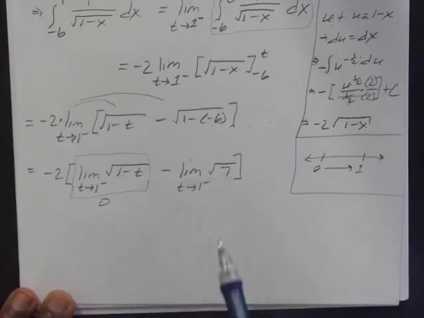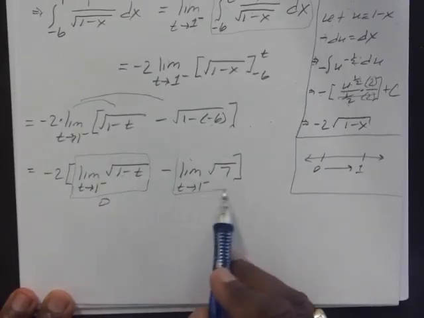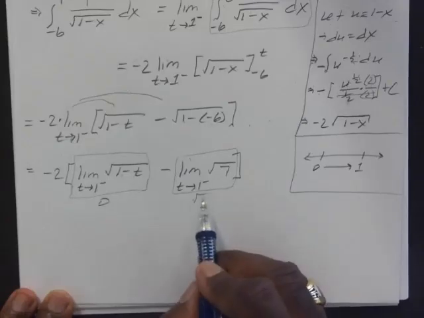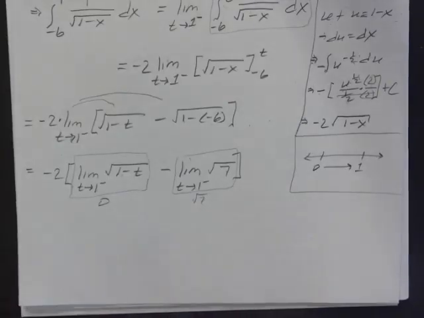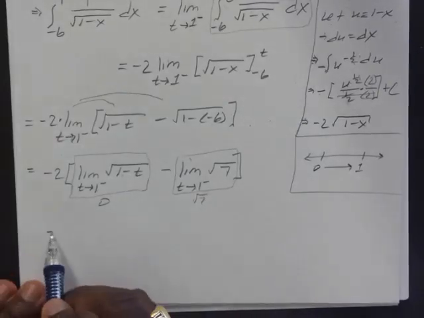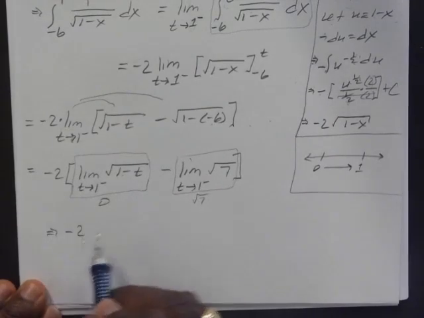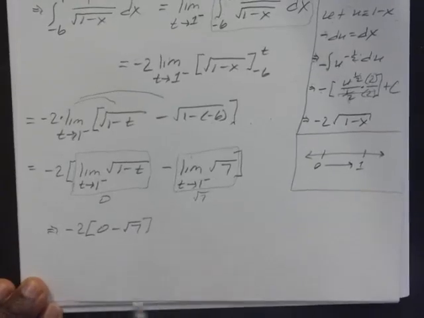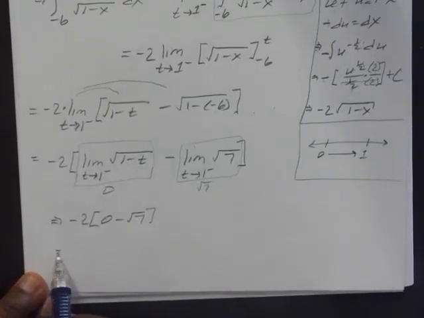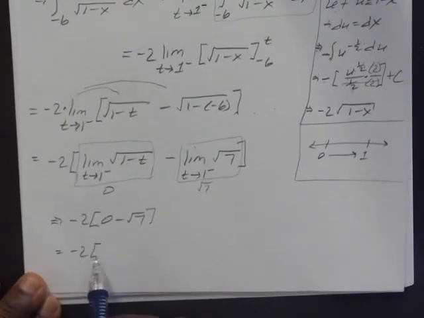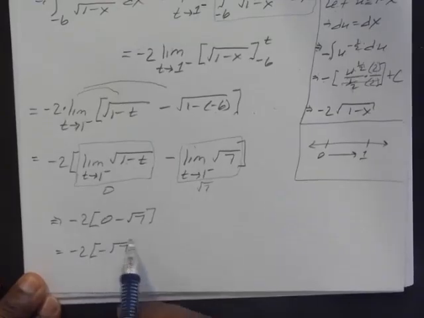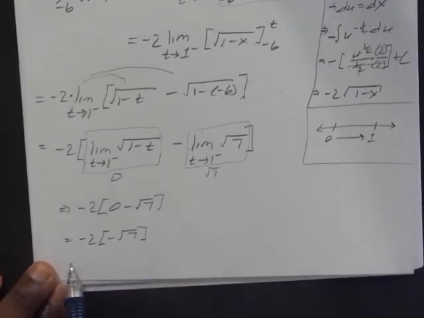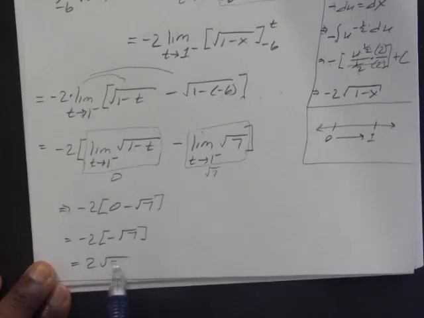And this limit of a constant is just going to be that constant. So this limit is just going to be square root of 7. So that's -2 times 0 minus square root of 7, which you could just rewrite as -2 times negative square root of 7, which is just 2 square root of 7.